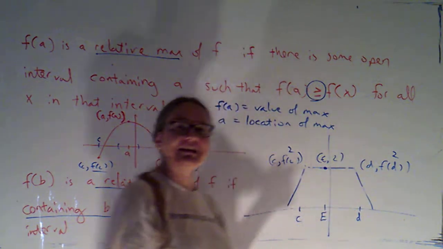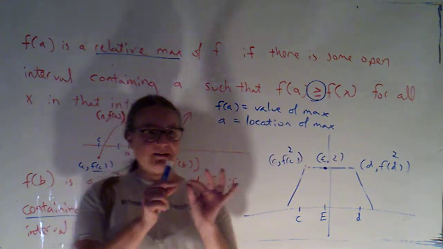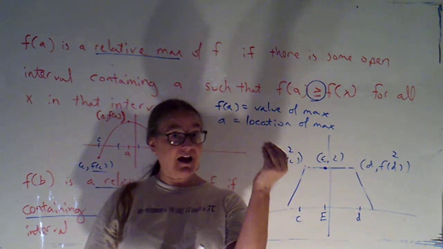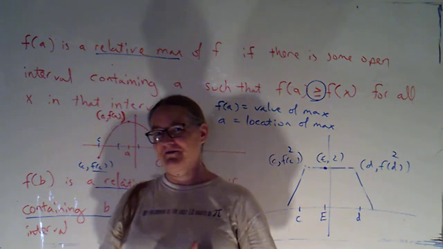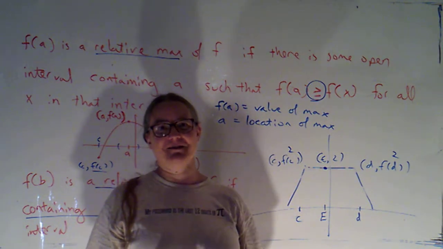Same thing for D. But plateaus are very interesting, because with the possible exception of the endpoints, points on a plateau count as both the highest point around and the lowest point around. So that y value is both a relative max and a relative min.